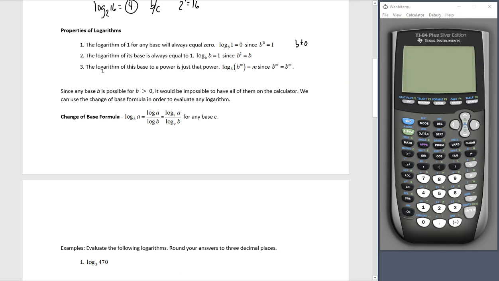The logarithm of this base to a power, what? The logarithm of the base to a power is just that power, and that is super confusing. So let's see what I mean. I'm asking, what power or what exponent do I put on b to get b to the m power? Well, it's the m power. M is the power that I put on b to get b to the m.